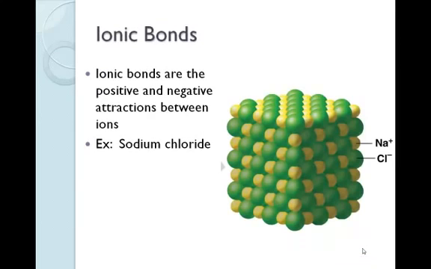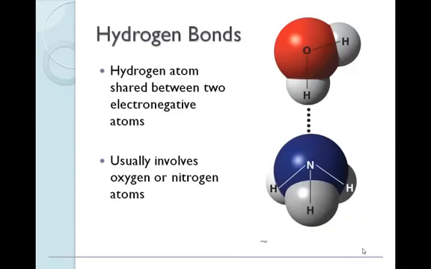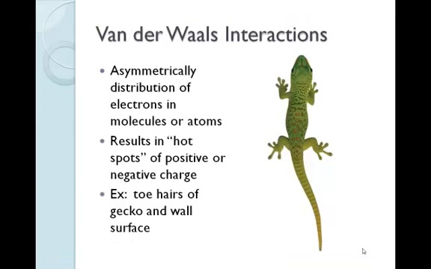Ionic bonds are the positive and negative attractions between ions, such as those found in a crystal of table salt, sodium chloride. Hydrogen bonds are a type of weak ionic bond. This occurs when two electronegative atoms, such as two oxygen atoms, two nitrogen atoms, or a nitrogen and an oxygen atom, are attracted to a hydrogen atom.